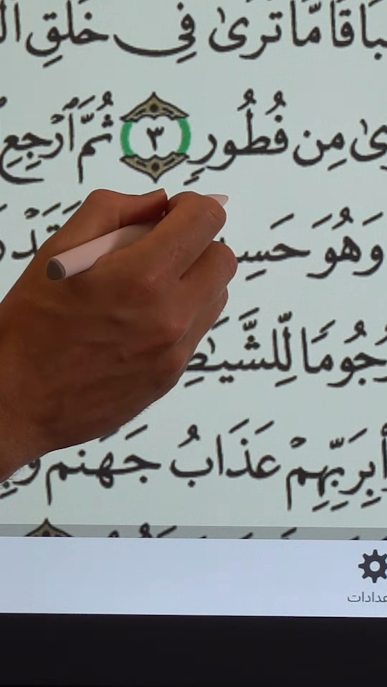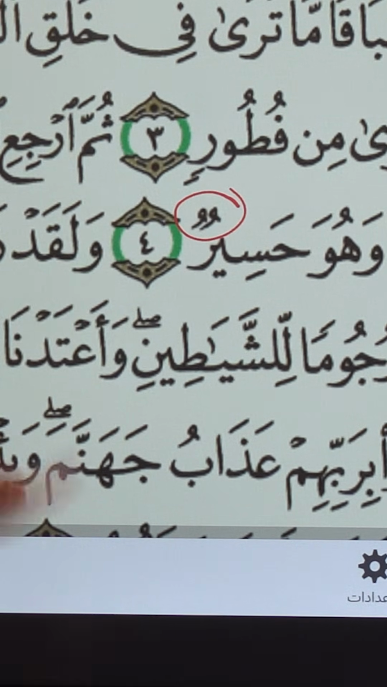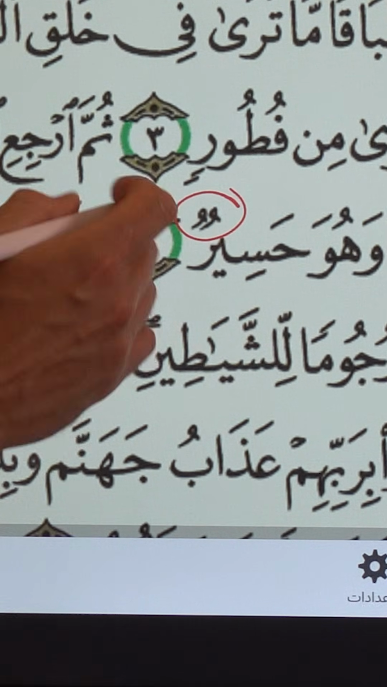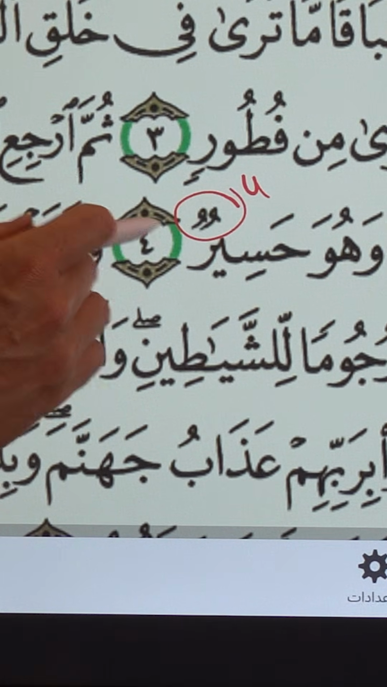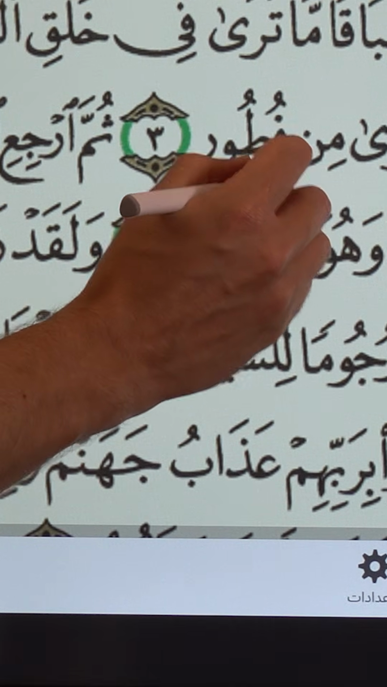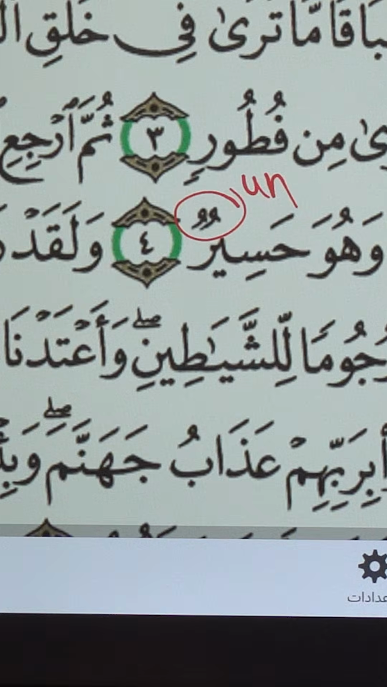And then finally here, we see two of the same haraka written above a letter. Which haraka is this? This is the dhamma. One dhamma sounds like the letter U, but that second dhamma means it has tanween, so we're going to add that N sound at the end. So this would sound like un.